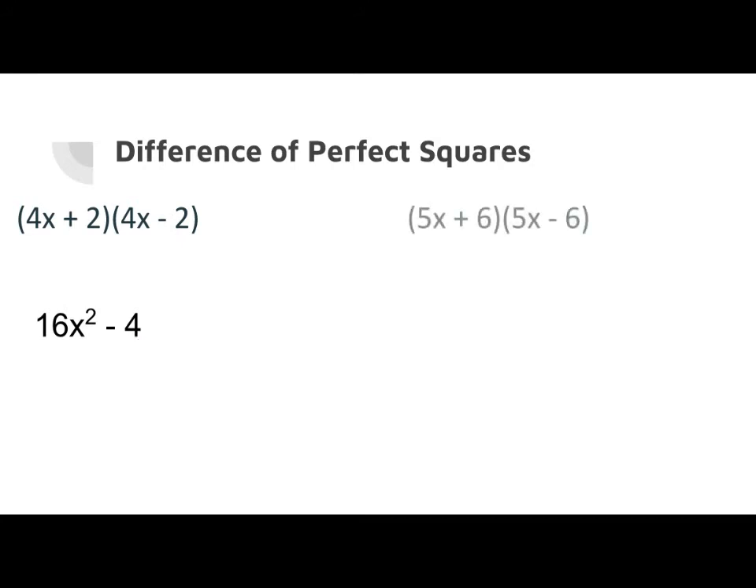They added to 0. If we had 5x plus 6 times 5x minus 6, you do the same thing. 5x times 5x is 25x squared. 6 times 6 is minus 36. So that was that difference of perfect squares.